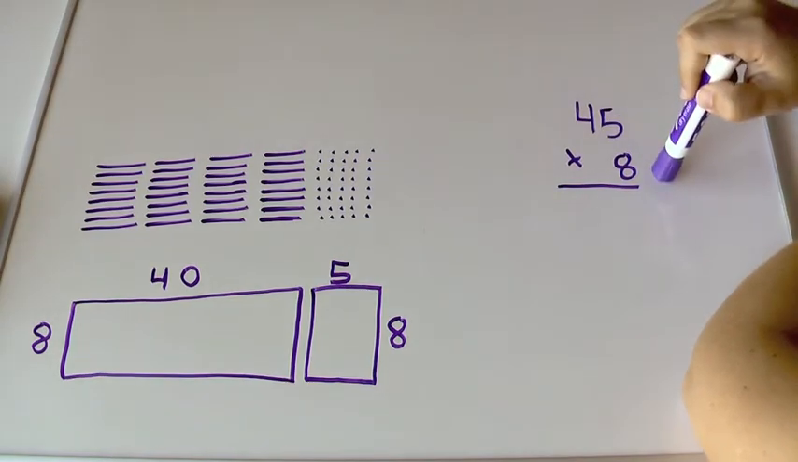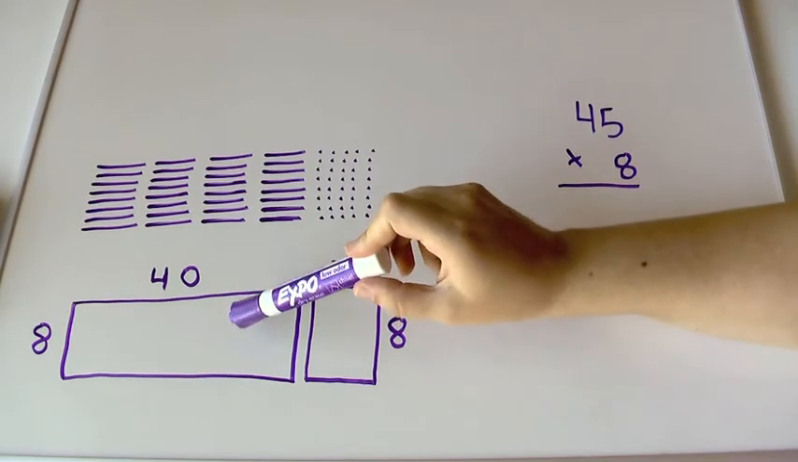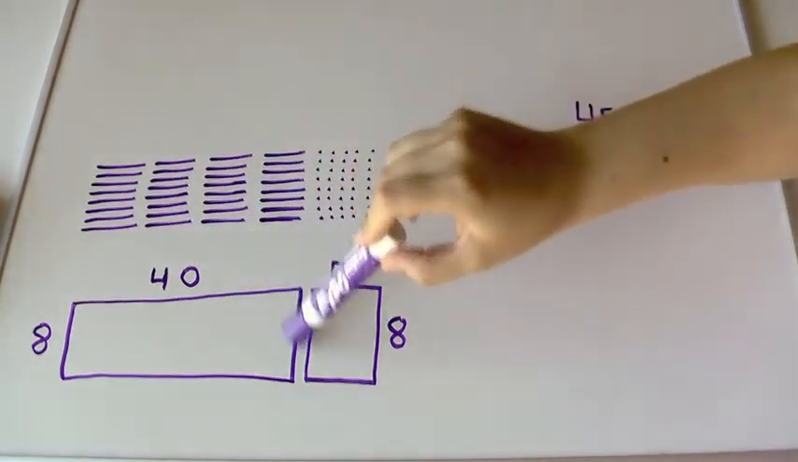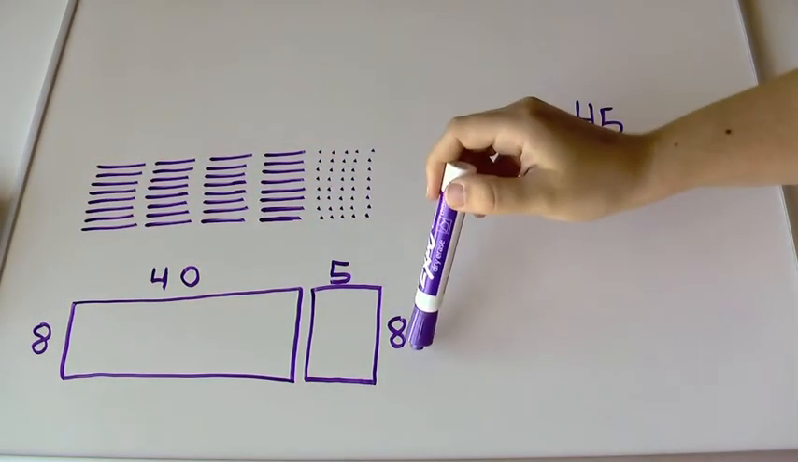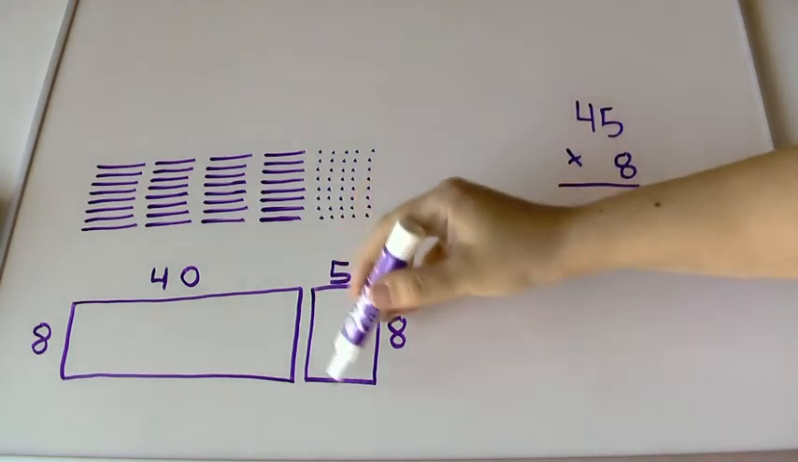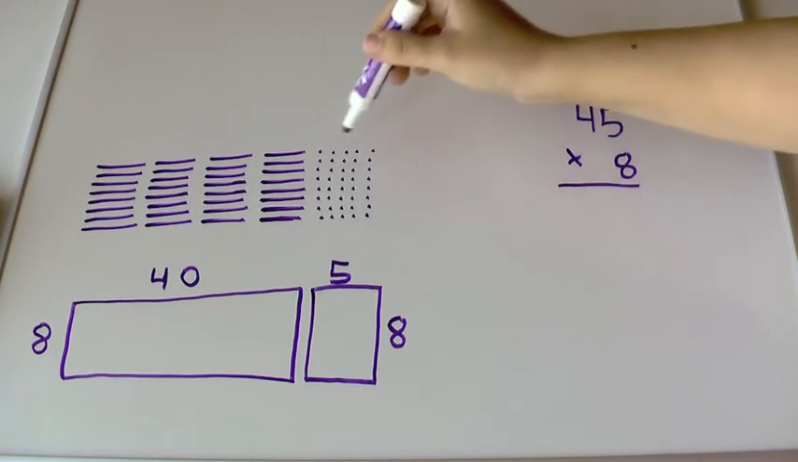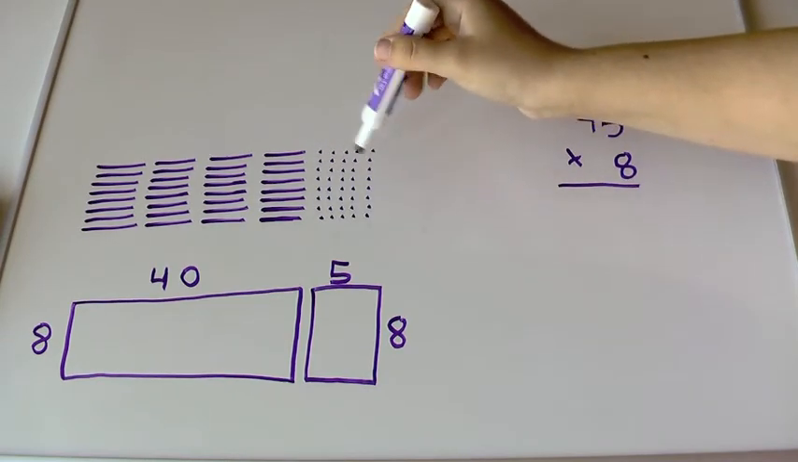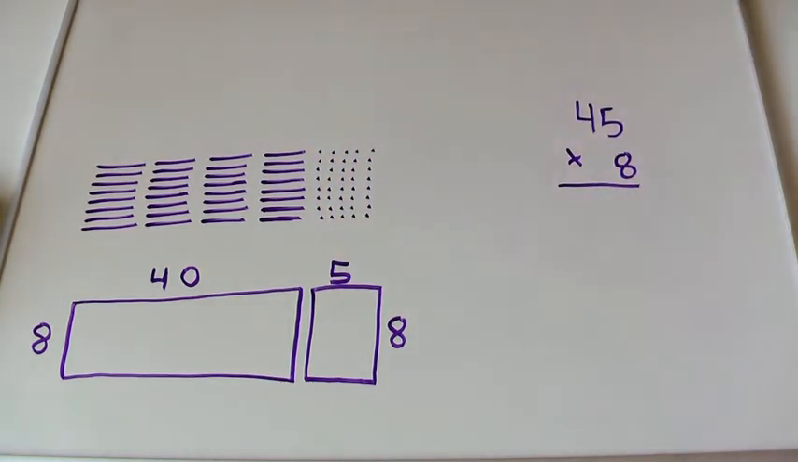That's 45 times 8. The other way you could represent that is even more abstract. You could draw a box and label 40 on this side and 8 on that side, and 5 on this side and 8 on that side. Another thing you could do is this box could be in place of all these little tiny dots, and that might be a good transitioning step from this to this and eventually to just using this. So whichever way you and your students are comfortable with is the way you should go with that.